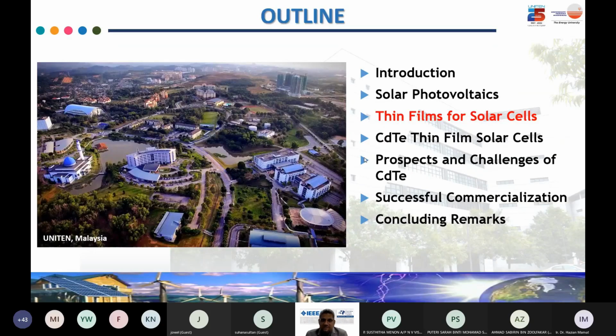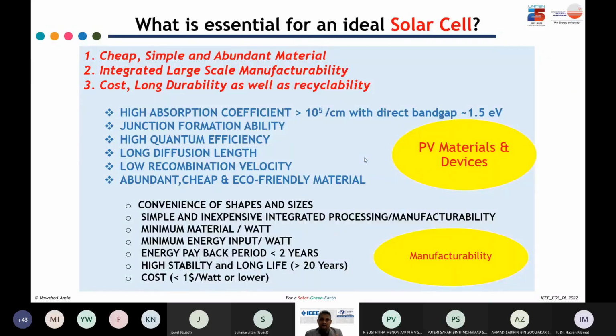It's thin films for solar cells. So let me start with this question: what is essential for an ideal solar cell? An ideal solar cell, of course, first of all, the material should be abundant and available at a cheaper price, and we can make a solar cell device that will be durable and can harness as much sunlight as possible, etc. On the other hand, it should have manufacturability. For example, we have to make it in larger scale, larger volume, or larger throughput. So these are the requirements for an ideal solar cell material or device.